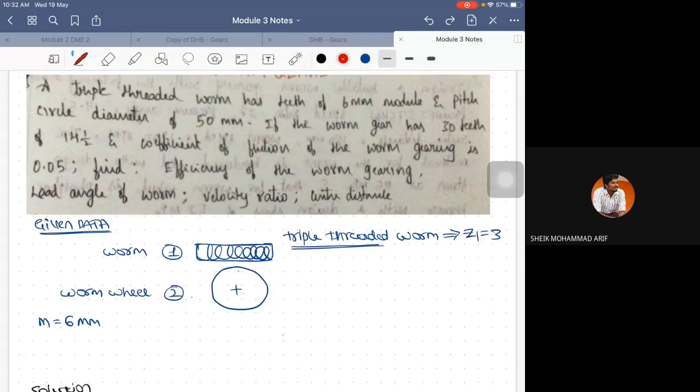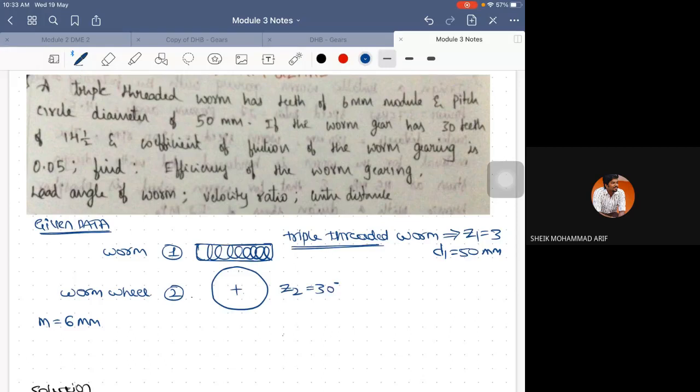Next, the worm has a pitch circle diameter of 50 mm. So D1 is 50 mm. Next, the worm wheel has 30 teeth. It has 30 teeth, okay, that is being given.